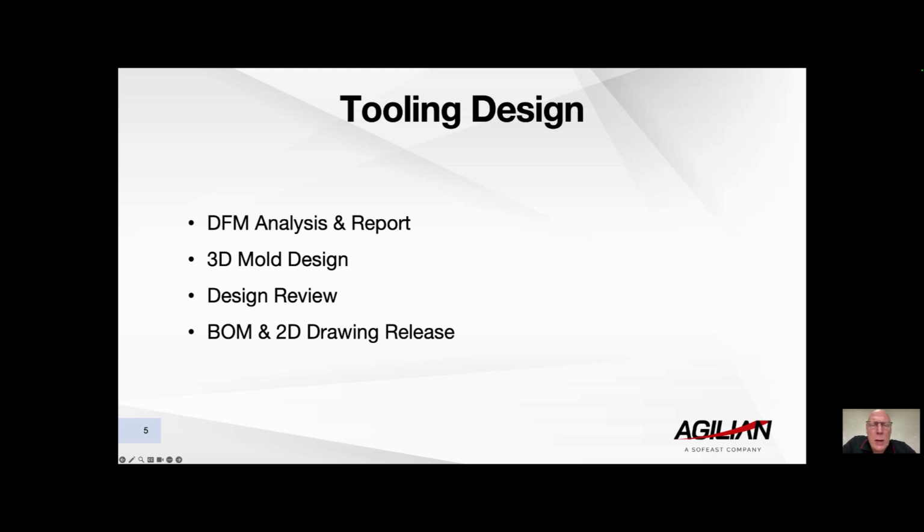Again, we're looking at runner positions, gate positions, gate styles, depending on the product complexity and how it's been used. A different gate could be required. But in general, this is where we're looking for everything to be signed off. If sign off is okay on the design review, we will then go into the bill of materials for the actual tool itself and the 2D drawings to be released. Now, the 2D drawings are required in order to cut the steel.